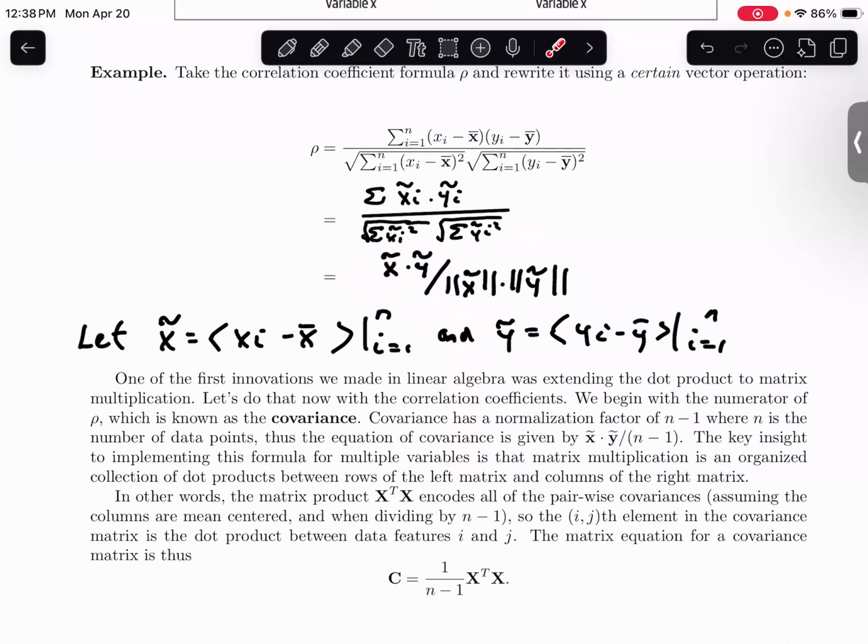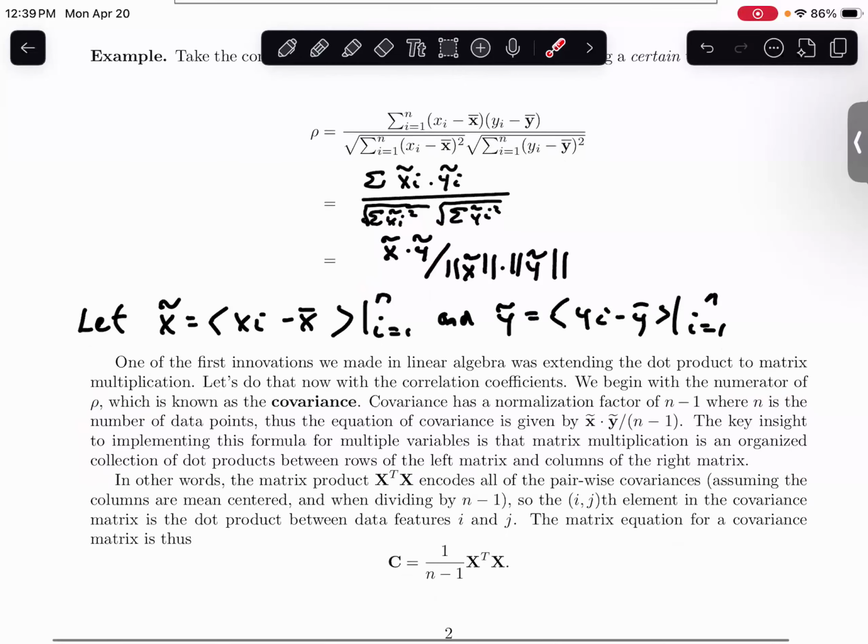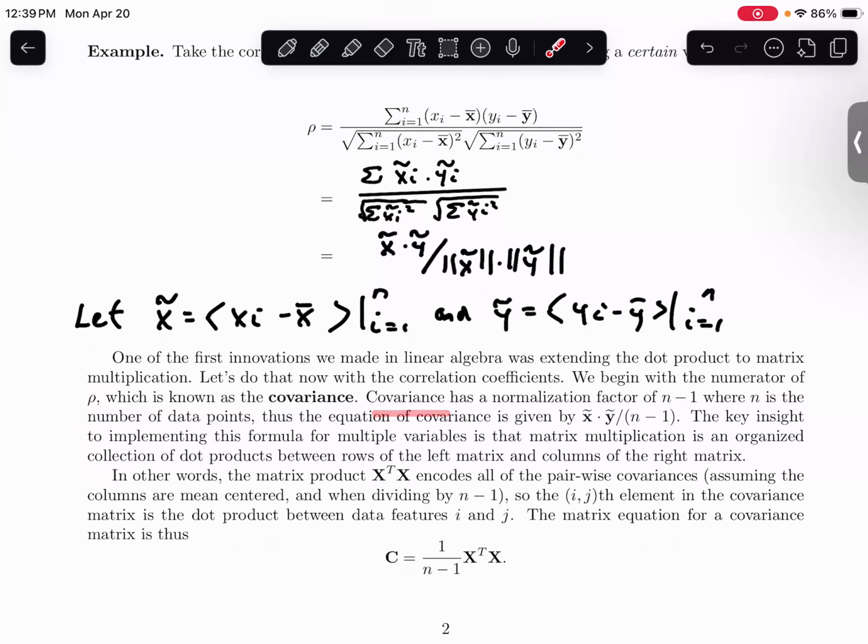And so instead of looking at correlation, we're going to look at covariance, which is just the numerator of rho. So that's focusing on this dot product up here. There's some data science stuff that comes into play. They say covariance has a normalization factor of n-1, where n is the number of data points or observations that you have. So the equation of covariance is this dot product divided by n-1.